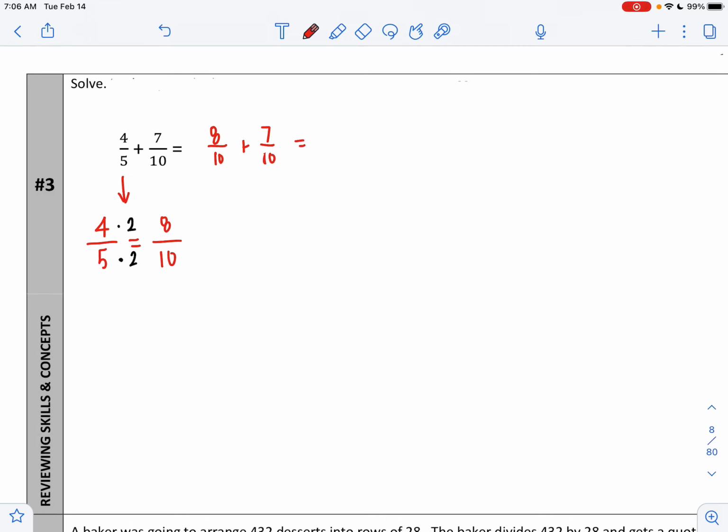Remember that we can only add fractions when there's a common denominator, and the denominator does not change. So we have 8 plus 7, which is 15 over 10. We can also simplify that because we can divide the top and the bottom by 5 for a final answer of 3/2. And that's question 3.